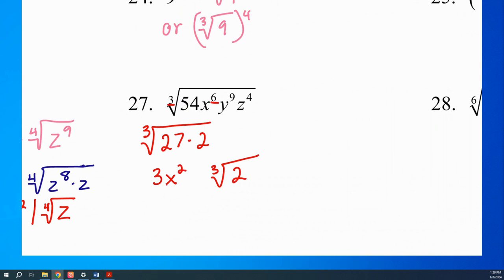Do we see how this is working now? Okay. How many times does 9 divide nicely by 3? 3 times. Are there any remainders? No. So I can just write that as y to the 3rd. And then how many times does 4 divide nicely by 3? Once, with a remainder of 1. And so that would be our answer.